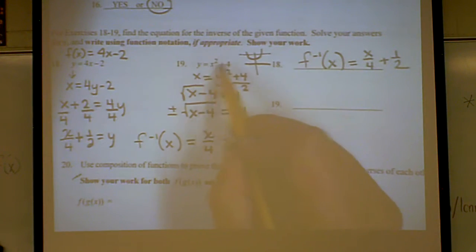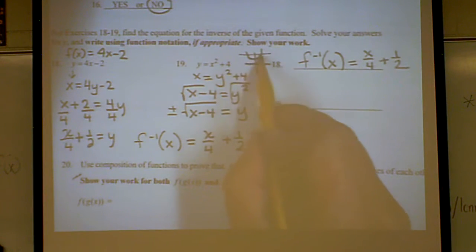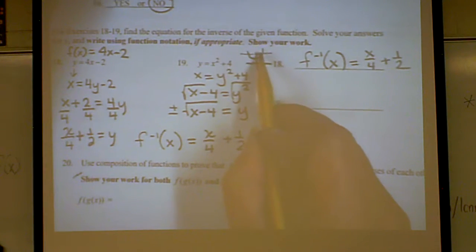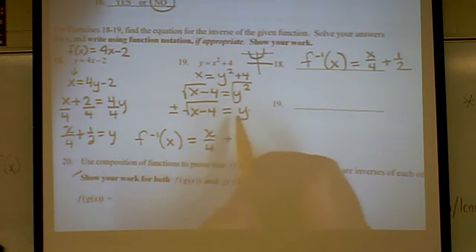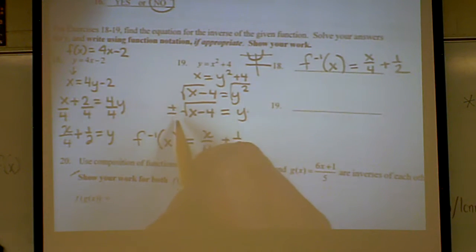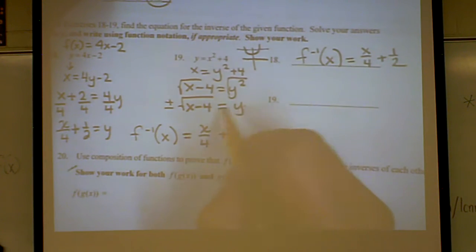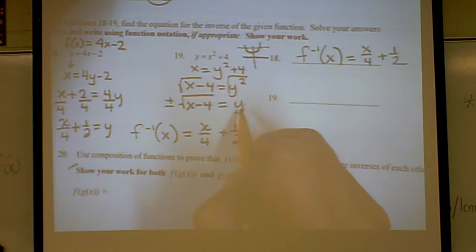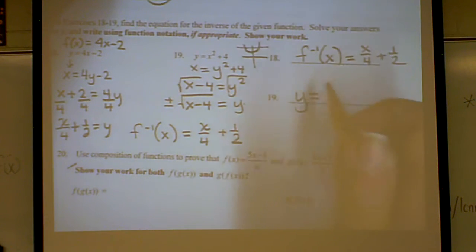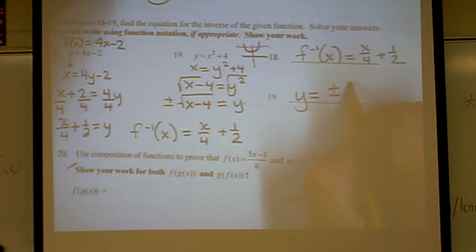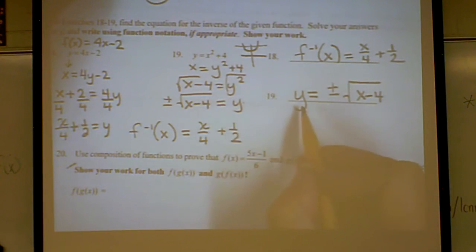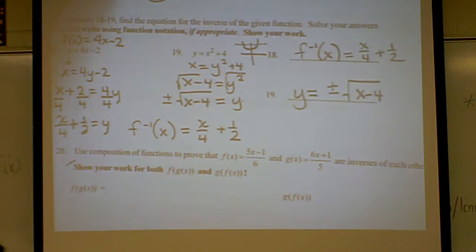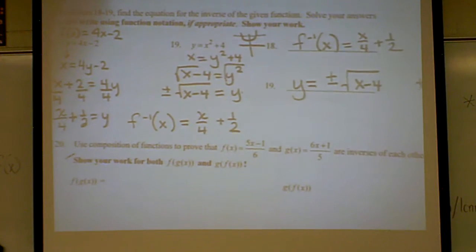Because this original function does not pass the horizontal line test, it's not 1-to-1, that means its inverse will not be a function. The other reason why this is not a function is because it's not unique. We have the plus and the minus. So since it's not unique, you don't get to use f negative 1 of x here. So this one, you are going to just write it as y equals plus or minus the square root of x minus 4. This is the inverse of that, but you cannot use that notation unless you restrict the domain. This was worth 3 points.